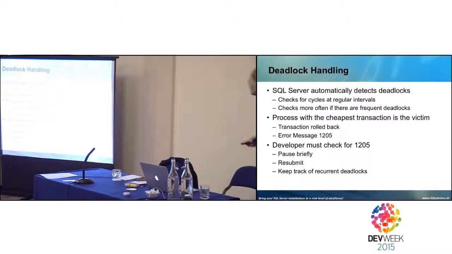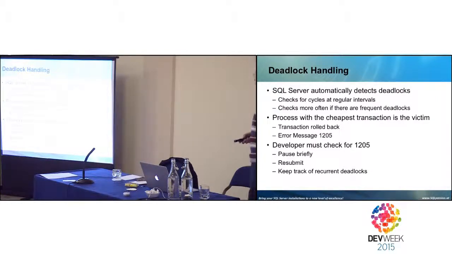If there is a deadlock, then the Deadlock Monitor rolls back the cheapest transaction. The cheapest transaction is always that transaction which has written the fewest bytes into the transaction log. So for example, when you have a deadlock between an update statement and a select statement, SQL Server will normally roll back the select statement because the select statement hasn't written any information into the transaction log. So that's the cheapest transaction, the transaction which has written the least amount of bytes into the transaction log.